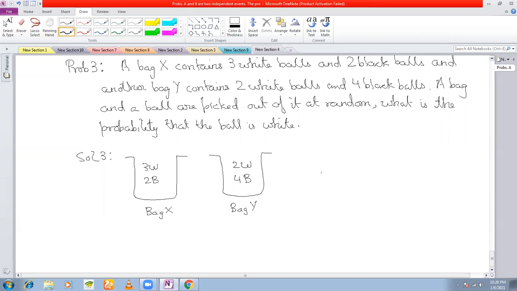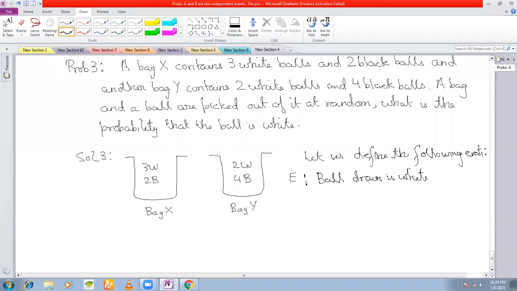Okay. So now, what event should I define? First of all, I will define the event E. What should be the event E? Event E will be the question. What is the question? The question is that the ball drawn is white. So I will say ball drawn is white. Right? Based on the question.